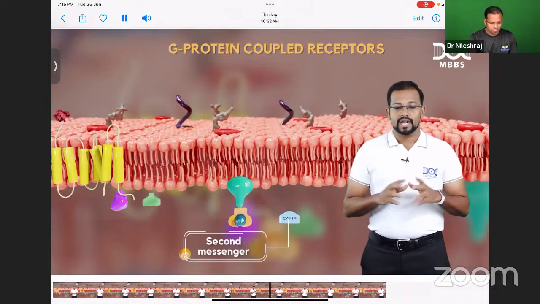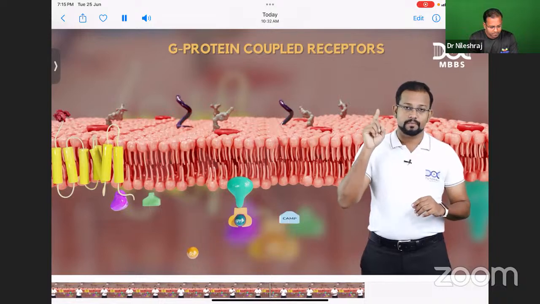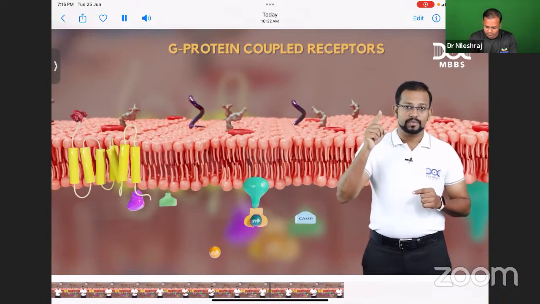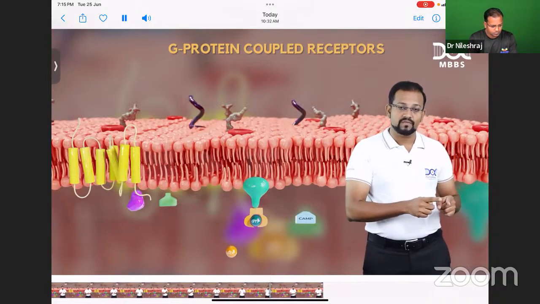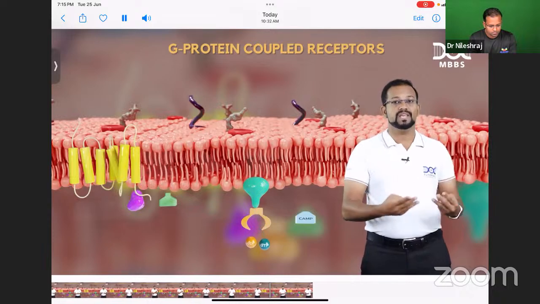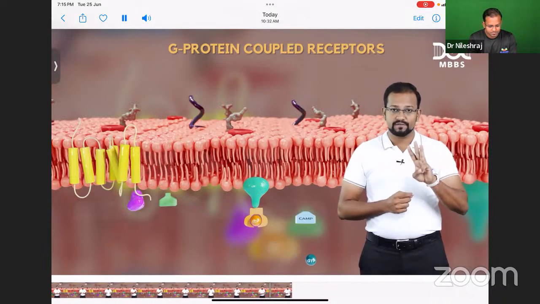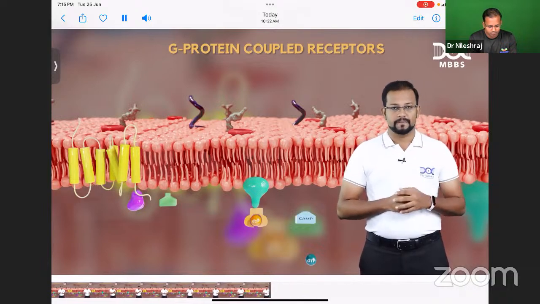Is that clear? All these things happen only as long as the extracellular domain is bound with the particular neurotransmitter or the drug. When the drug or the neurotransmitter goes out from the receptor, this alpha GTP will be converted to alpha GDP again, right? This is done not by an enzyme, guys. This conversion of triphosphate to diphosphate is done by the alpha subunit itself.